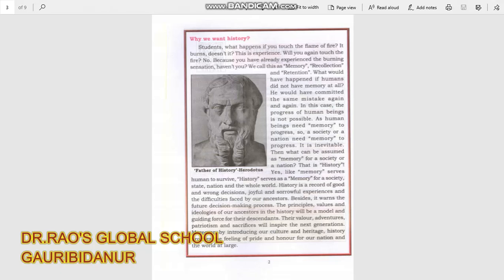The principles, values, and ideologies of our ancestors in the history will be a model and guiding forces for the descendants. Their valor, adventures, patriotism, and sacrifices will inspire the next generations. Moreover, by introducing our culture and heritage, history arouses the feelings of pride and honor for our nation and the world at large.